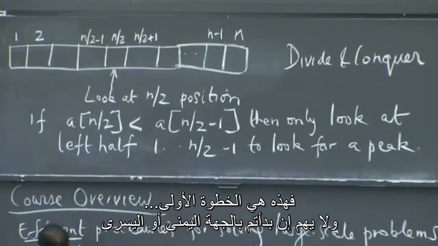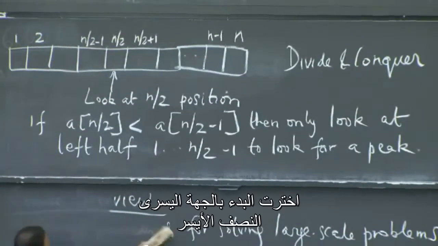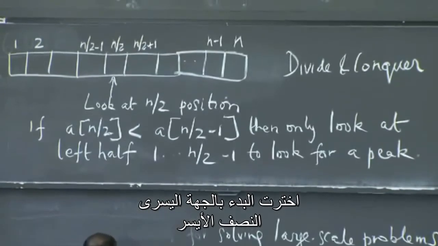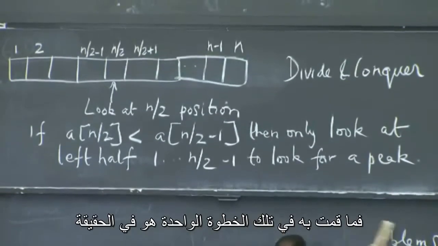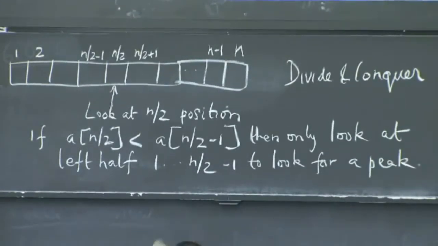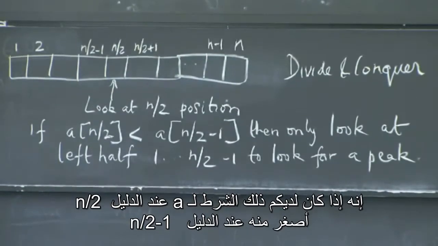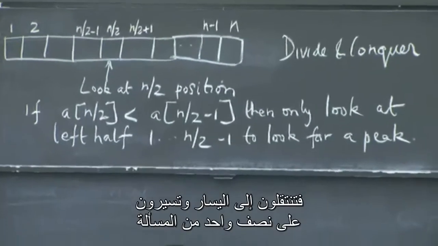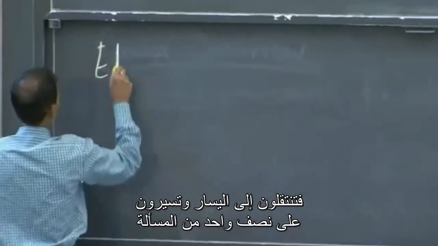I could have done the right-hand side or the left-hand side, it doesn't really matter. I chose to do the left-hand side first, the left half. And so what I've done is, through that one step, if you have that condition a[n/2] is less than a[n/2 - 1], then you move to your left and you work on one half of the problem.